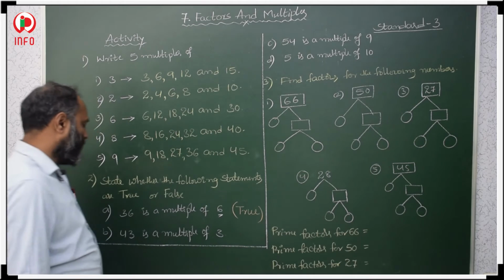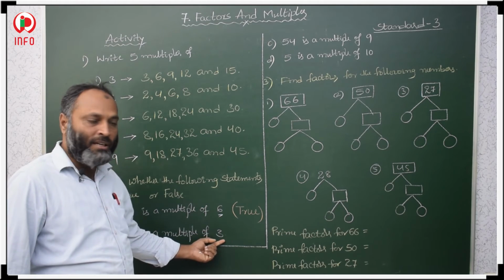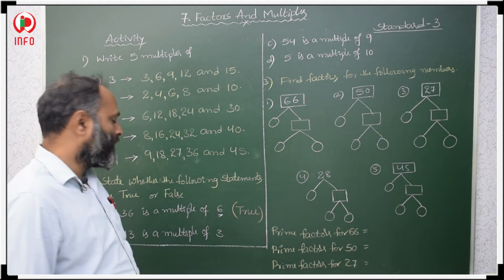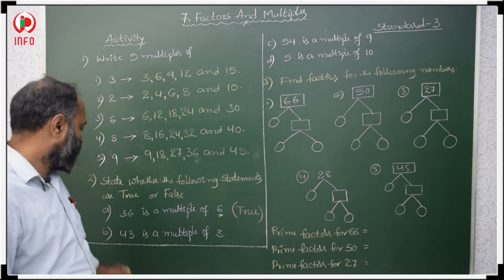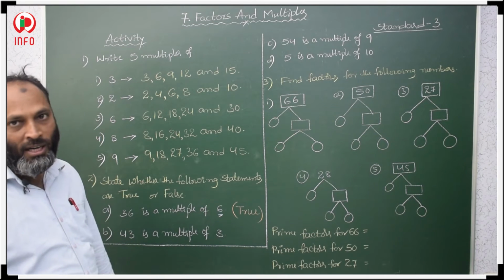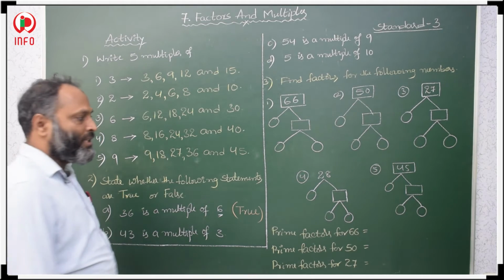So it is true. Now, 43 is a multiple of 3. Check in the 3 table whether you get 43 or not. Or otherwise, you divide by 3, using the divisibility test. So, it is not a multiple of 3. You won't get 43 in the 3 table. So, it is false.